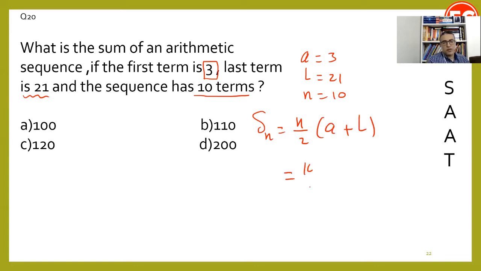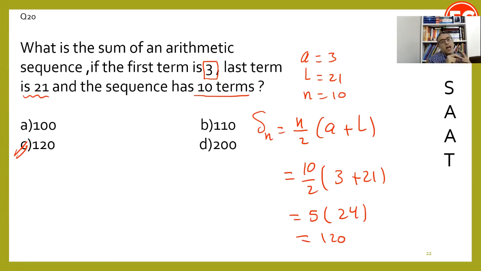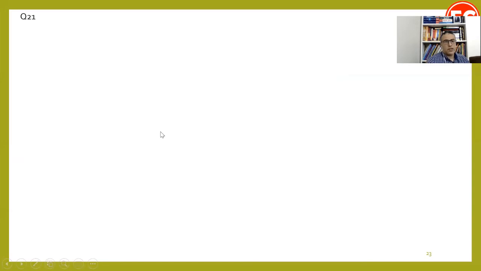So it's 10 terms divided by 2, times 3 plus 21. 10 over 2 is 5, and 3 plus 21 is 24, and 5 times 24 is 120. So the right answer is C. In the last question, I used the rule for the nth term of an arithmetic sequence, and in these questions I used how to find the sum of a particular number of terms in the arithmetic sequence.